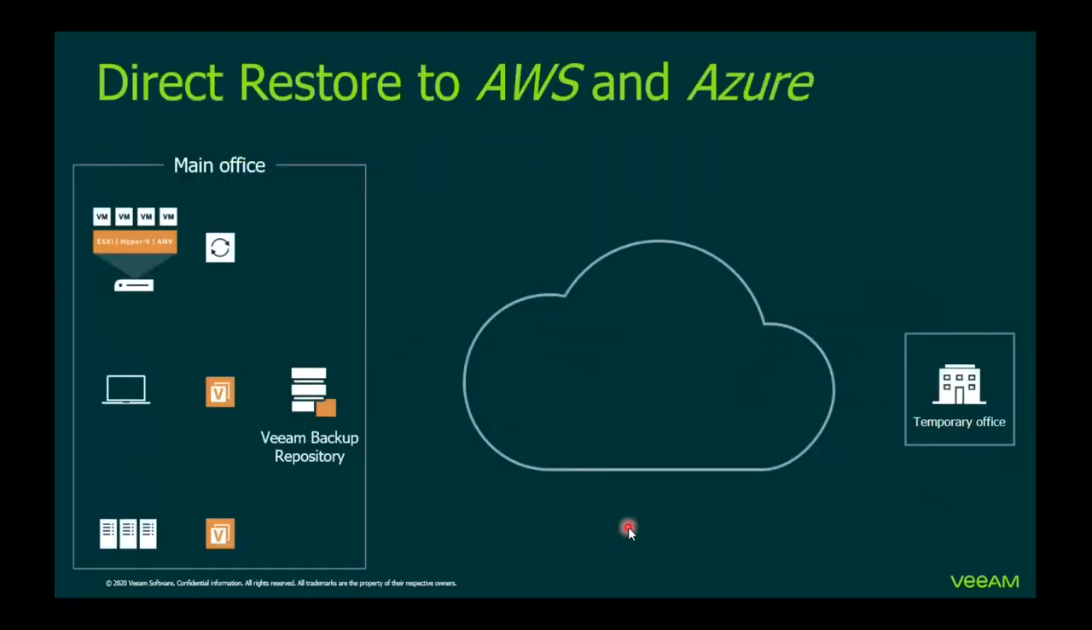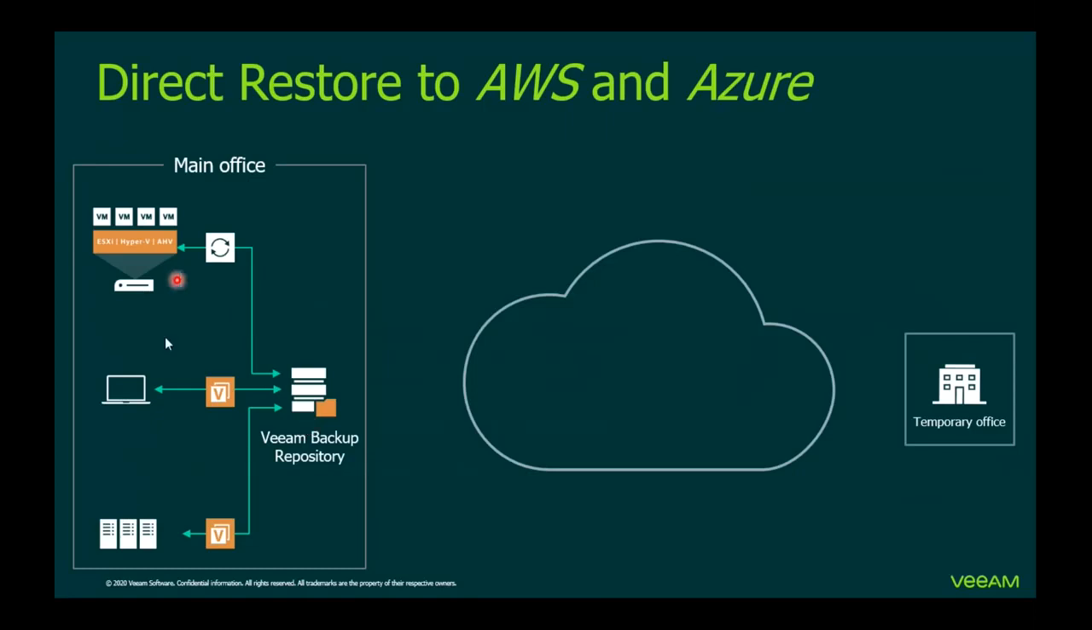Now, if you talk about direct restore to AWS and Azure, so for example, this on the left hand side is your main office, wherein you have one ESXi, you have a virtualized platform, your users are connected with it, your end users are also connected with it. This is your backup proxy. You are doing a backup onto a Veeam backup repository, which is a centralized backup repository.